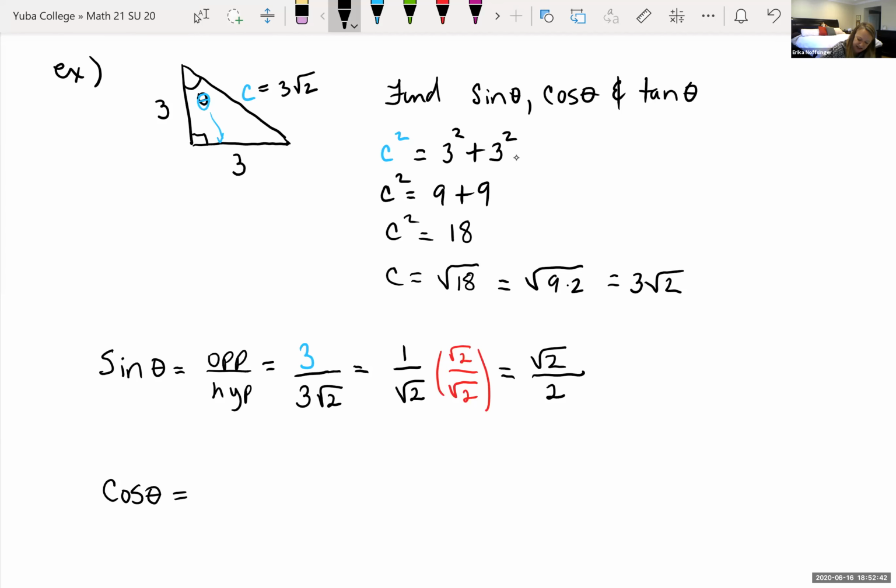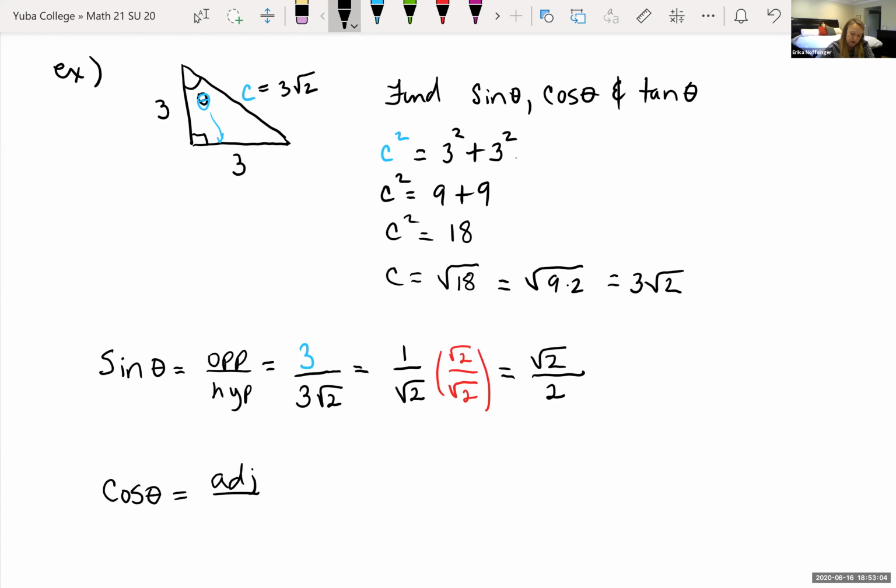Cosine of theta, well, that is... Professor? Mm-hmm. So in this case, it wouldn't cancel out at all? No, the 2 cannot cancel in the denominator with the 2 in the square root of 2 in the denominator because of that radical there. Okay. Yeah, good question.